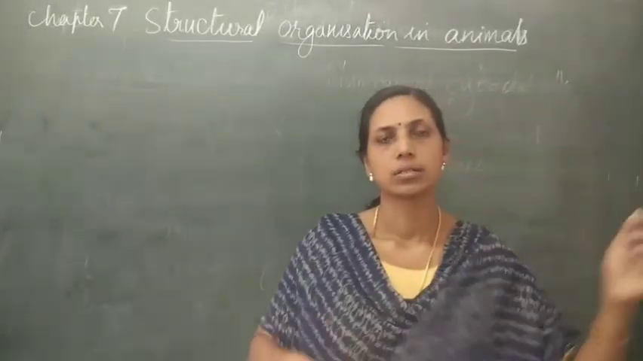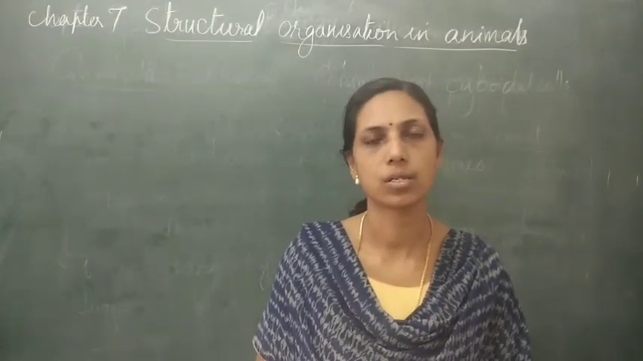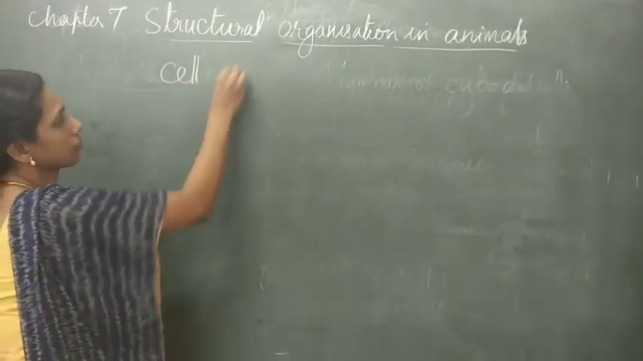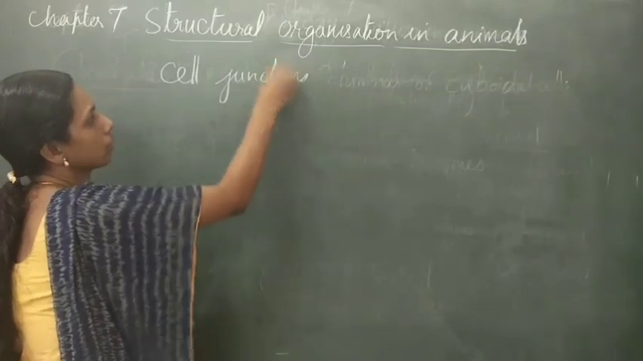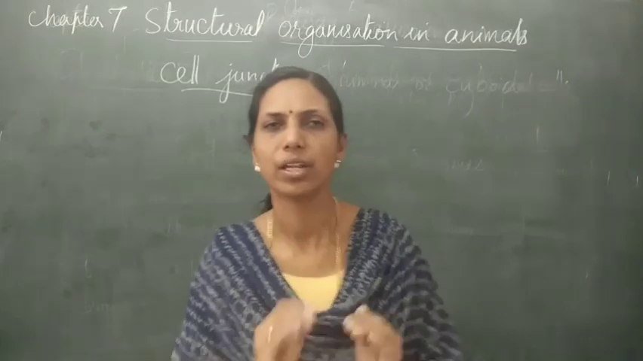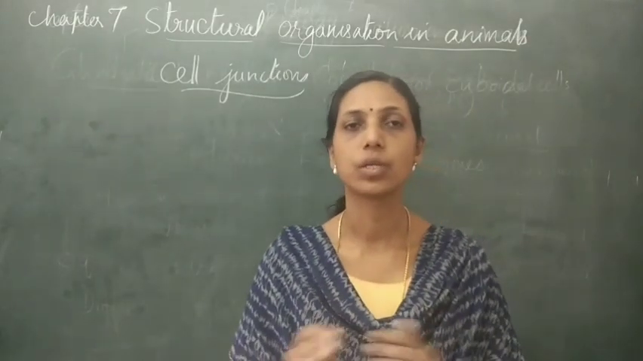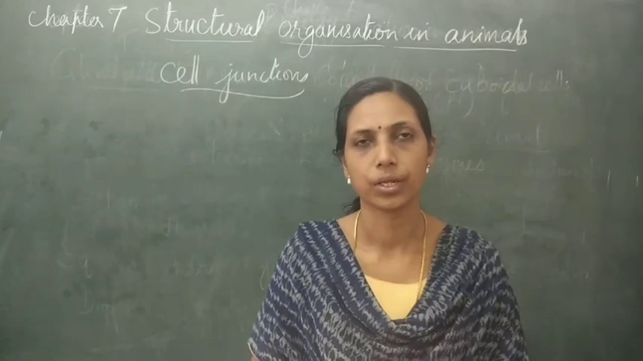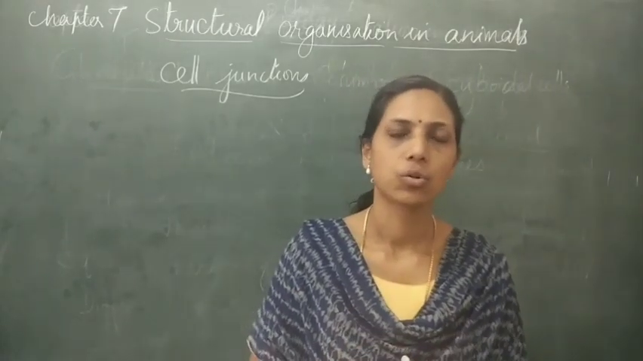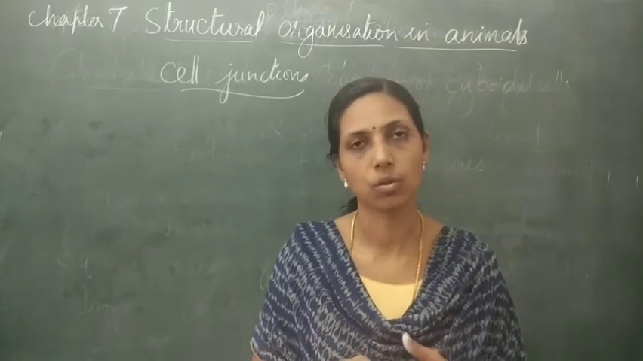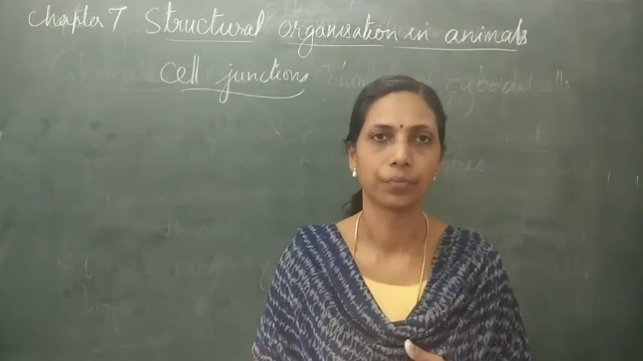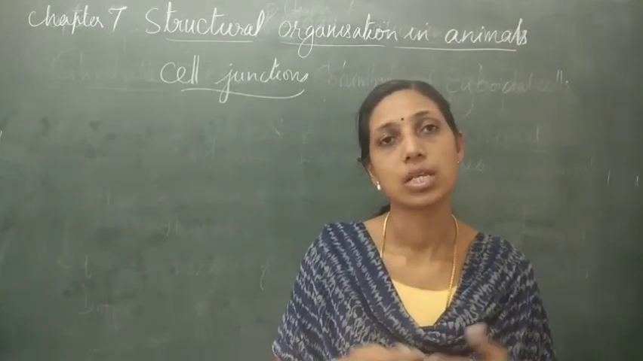Now, our next topic is about cell junctions. So, in the case of epithelial tissues, we find very little intercellular material between the cells. They are very closely and compactly arranged. So, very little intercellular material is there, and these cells are structurally and functionally connected together, and they have cell junctions.